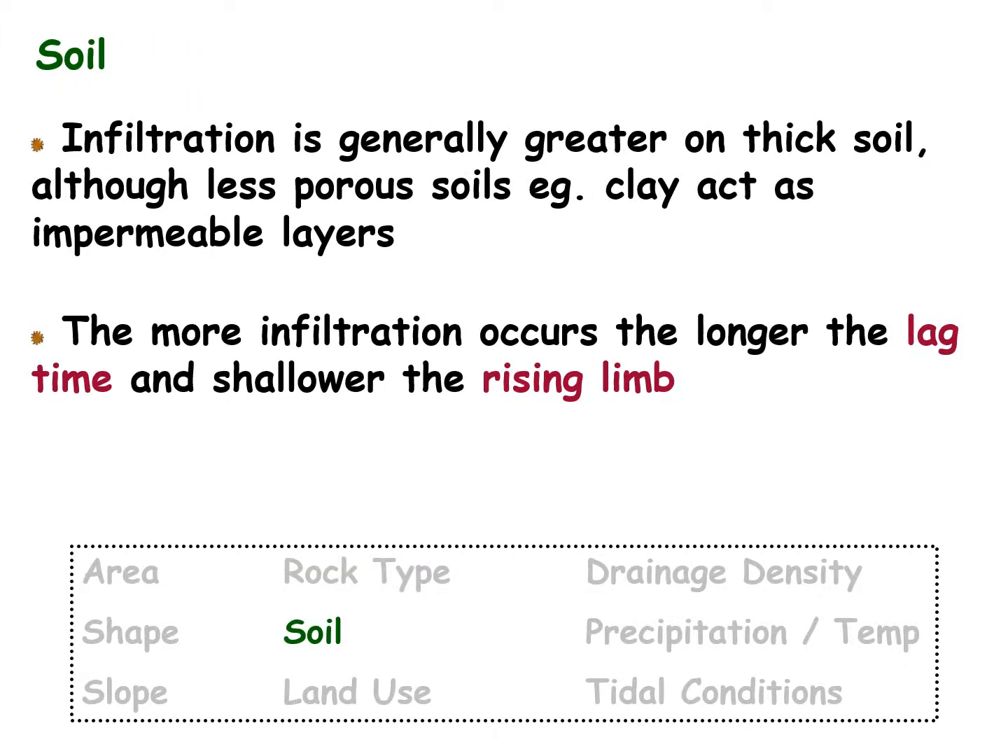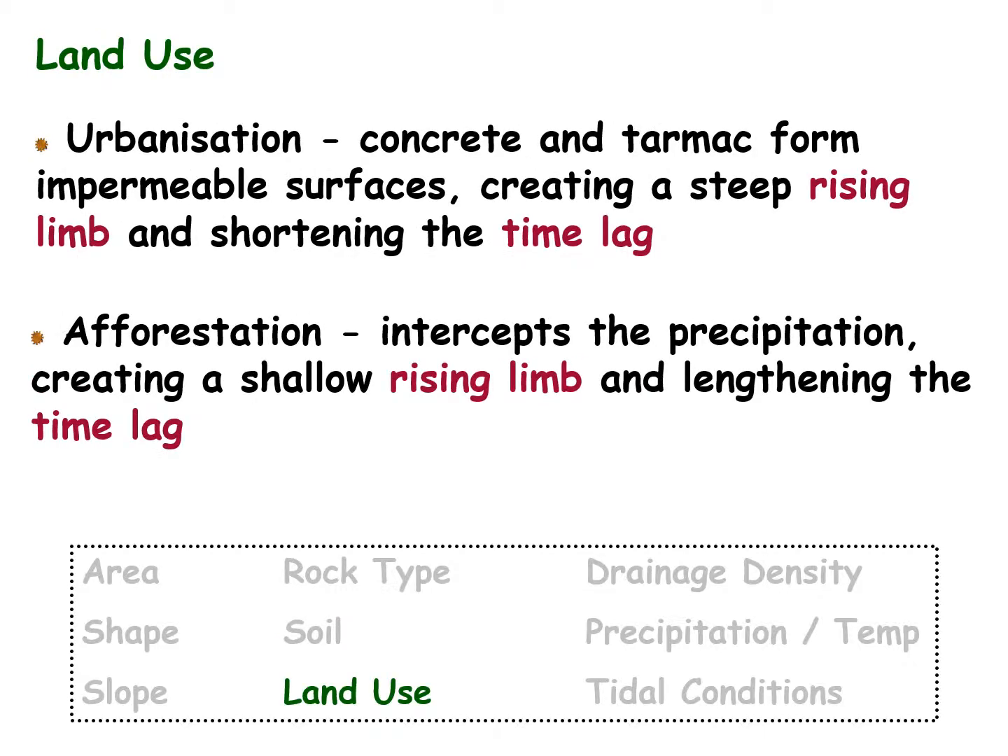Soil infiltration, remember we worked on this in previous chapters, is greater on thick soil, although less pervious soils, for example clay, act as impermeable layers. Most of the time we use clay as a liner in our projects, because it is impermeable. The more infiltration occurs, the longer the lag time and the shallower the rising limb. Land use: urbanization, concrete. For example, if you change your land use from green to concrete, the concrete will give you an impermeable surface, creating a steep rising limb and shortening the lag time.